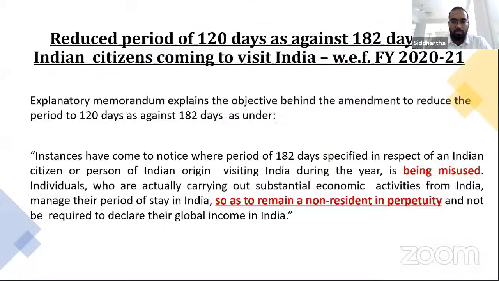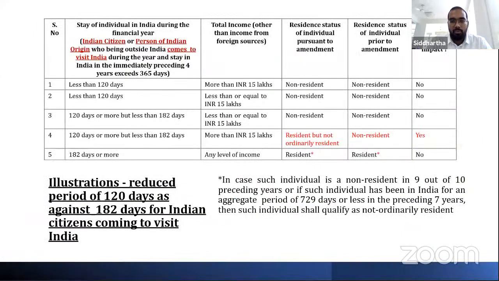One thing that we need to be very careful about is if you become resident due to this criterion, as your stay in India is more than 120 days and your income in India is more than 15 lakh, then you become resident but not ordinary resident. You don't have to go to that second criterion, as in your stay in India being more than 729 days in the past 7 years, or you being a resident in more than 2 years out of the 10 preceding financial years. We don't have to go there. You straightforwardly become a resident but not ordinary resident.